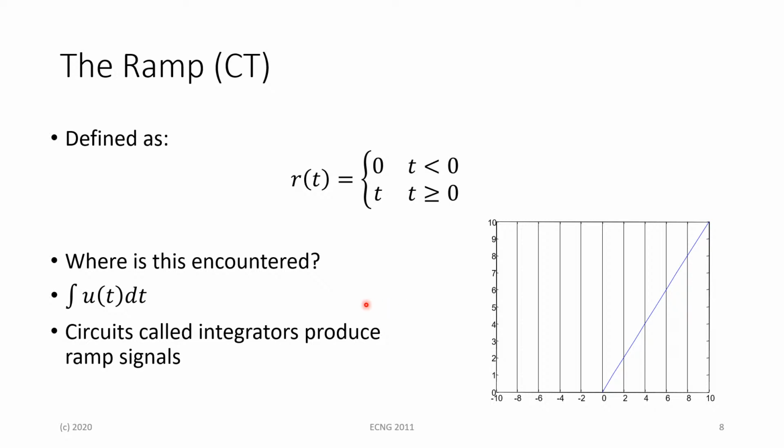So, the unit ramp here is basically an integral of the unit step, which is like if we had a straight horizontal line and we integrated it. If we integrated the value of 1, we get the integral result being t, and that would just be our unit ramp. And in particular, for physical circuits, you encounter the unit ramp using something referred to as an integrator circuit.